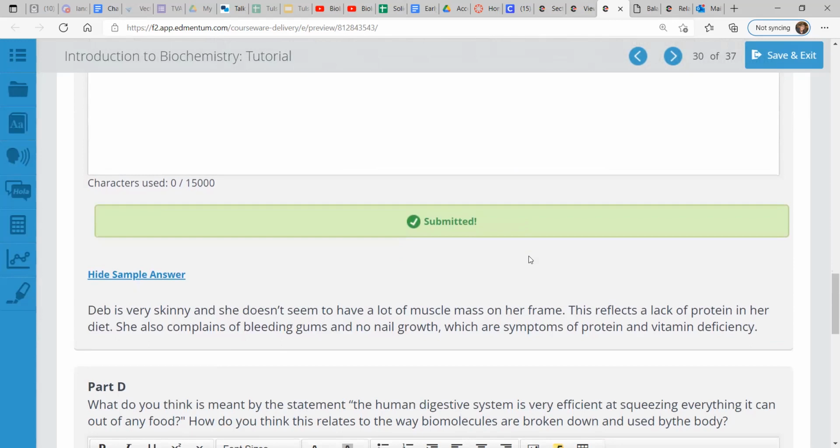But Deb is on the slender side. Being slender is not necessarily bad at all. She doesn't have a lot of muscle mass on her frame. This reflects a lack of protein in her diet. Sure, protein is necessary for building and repairing muscle, but the body is actually surprisingly efficient with the protein that it can get. She also complains of bleeding gums and no nail growth. Those are symptoms of protein and vitamin deficiency. So she certainly does need more minerals and vitamins in her diet.